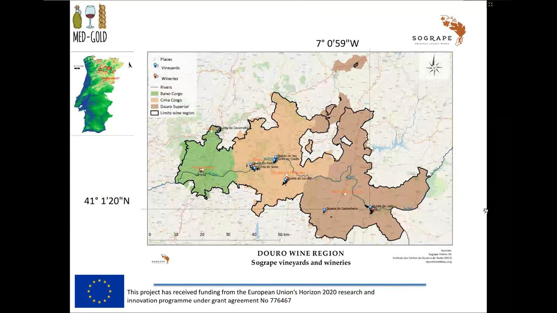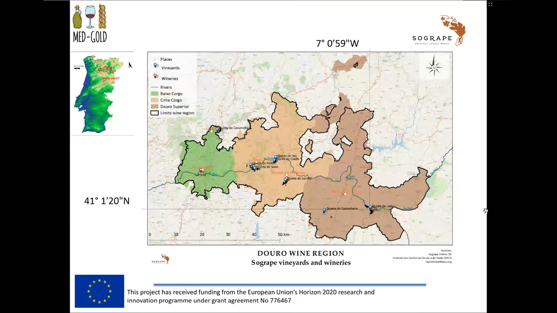So for this exercise, I propose that we focus on the area where I am right now, the Douro Valley, and on a specific place on the eastern part of the Douro Valley, at those coordinates 41 degrees 1 minute 20 seconds north and 7 degrees 0 minutes 59 seconds west, an area that traditionally is very warm and dry. But because of climate variability, it has been withstanding some problems that in some years that it wasn't used to.